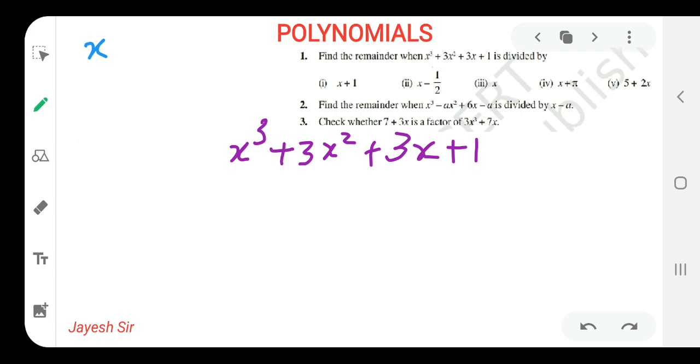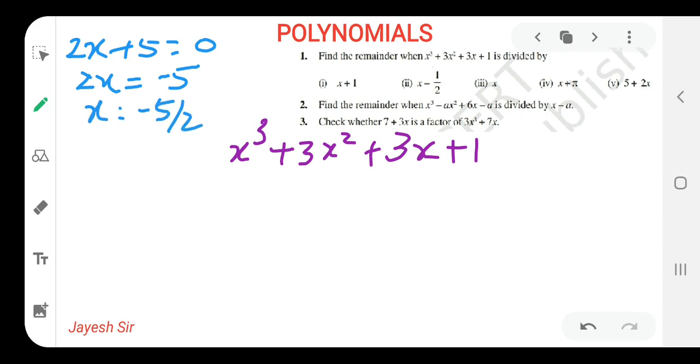So what was the question? It was 2x plus 5 is equal to 0. So I have interchanged the digits by mistake. You don't have to make that mistake in your exam, friends. Plus 5 will go that side, will become minus 5 and x as it is. So we will get the value of x as minus 5 by 2 as I have told you earlier.